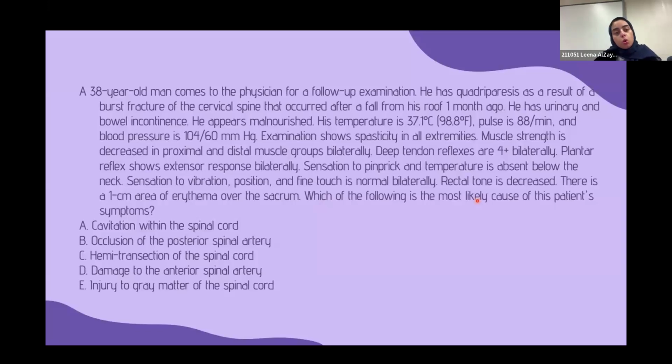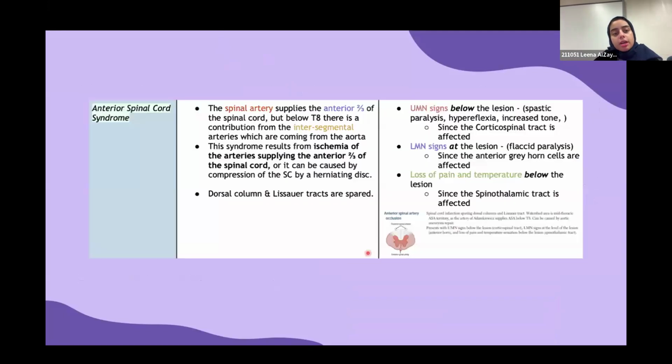So the only thing spared here, the motor is not working, the spinothalamic is not working, but the dorsal column is working. Damage of the anterior lateral spinal tract. Good job. So it is an anterior segment over here.